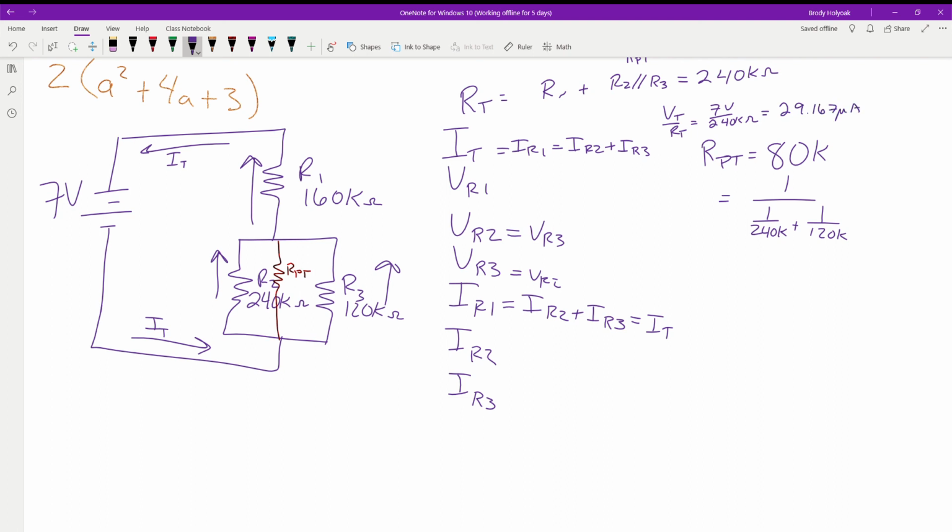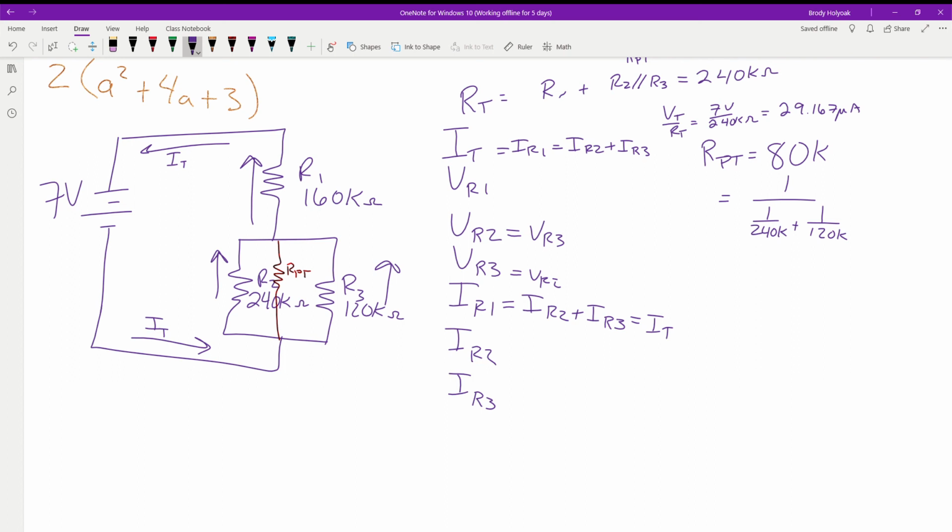Okay, and micro is times what? 10 to the negative 6. So now we know we have 29.167 microamps. That's the current going through here, current coming down here. And we know that these two have to split up that main current.